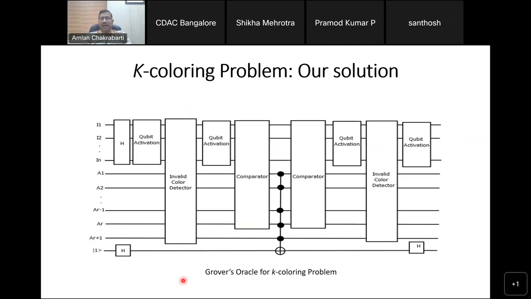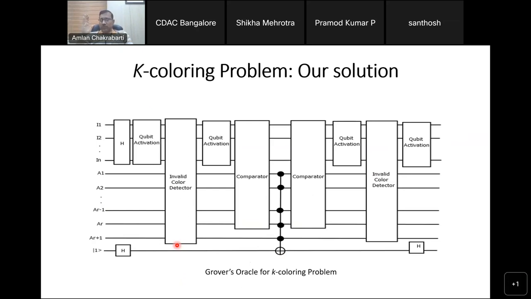Now, what this invalid color detector tries to identify is this: suppose we define capital N number of colors, and suppose we have small n number of nodes.